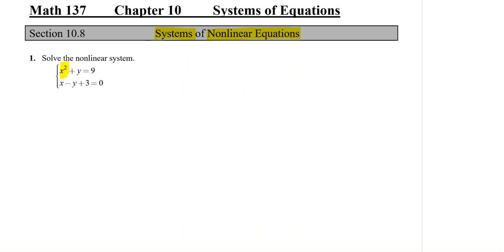Just like with 2 by 2 linear systems, we have two methods. We can use substitution or elimination. I'll solve this first system both ways. For substitution, you have to go to one of your equations and get one of the variables by itself. We can either get this y by itself in the first equation, or this x by itself in the second equation, or even maybe this y by itself in the second equation. I think it's easiest to get this y by itself in that first equation.